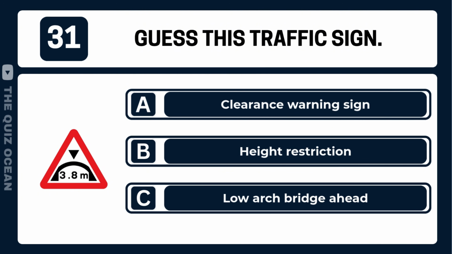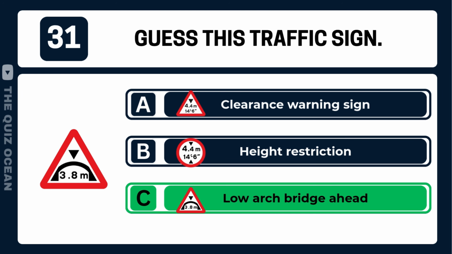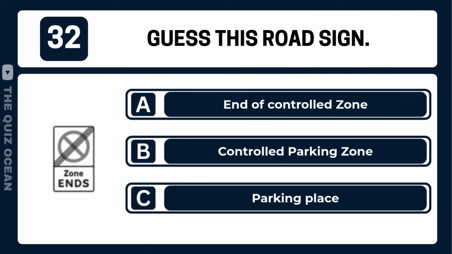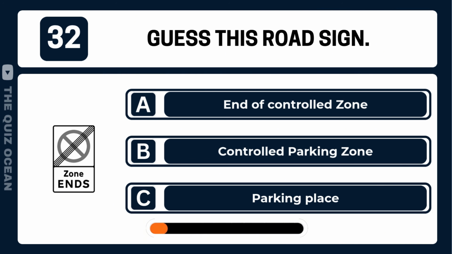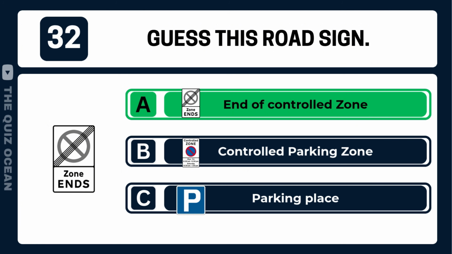Guess this traffic sign. The answer is C, low arch bridge ahead. Guess this road sign. The answer is A, end of controlled zone.